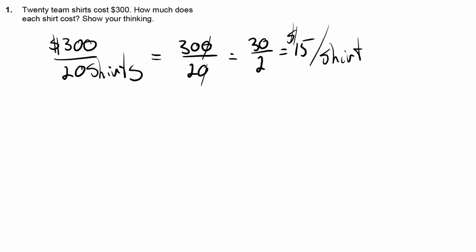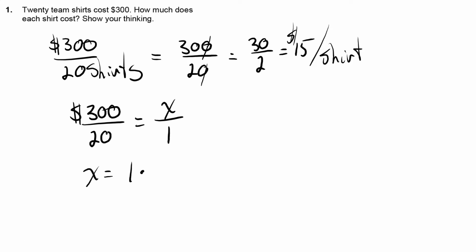Another way of thinking about that would be if we'd used our algebra method, we'd have said 300 over 20 is equal to some price x over 1. And you can see it very simply then that x becomes 1 times 300 divided by 20, which is really the same thing.